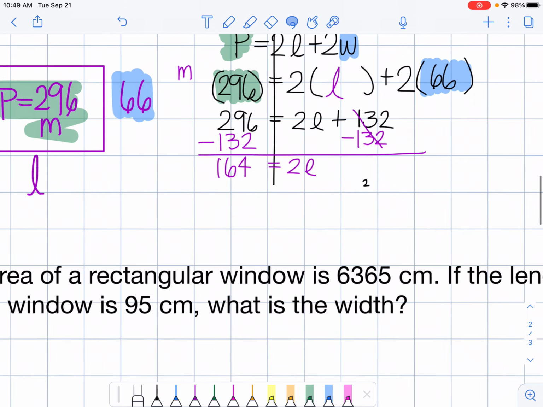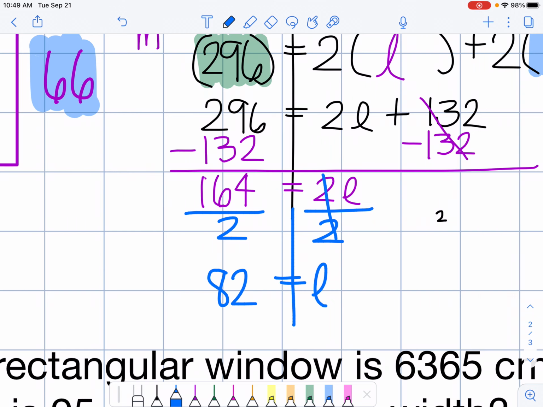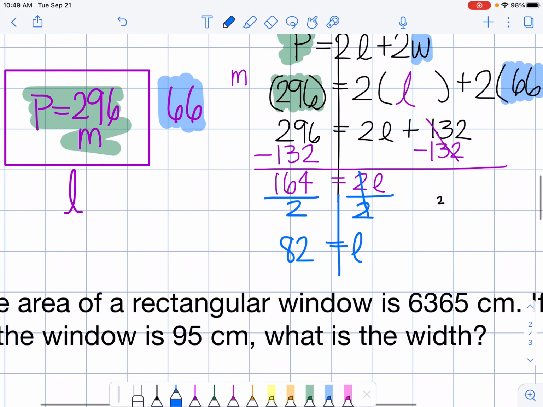Okay. So now I have to get L on a side by itself. So this says 2 times L. To undo times or to cancel it out, I have to divide both sides by 2. So I get 164 divided by 2 gives me 82 is equal to my length. And my units here is meters. Okay, there's my first one. All right, let's do the next problem.